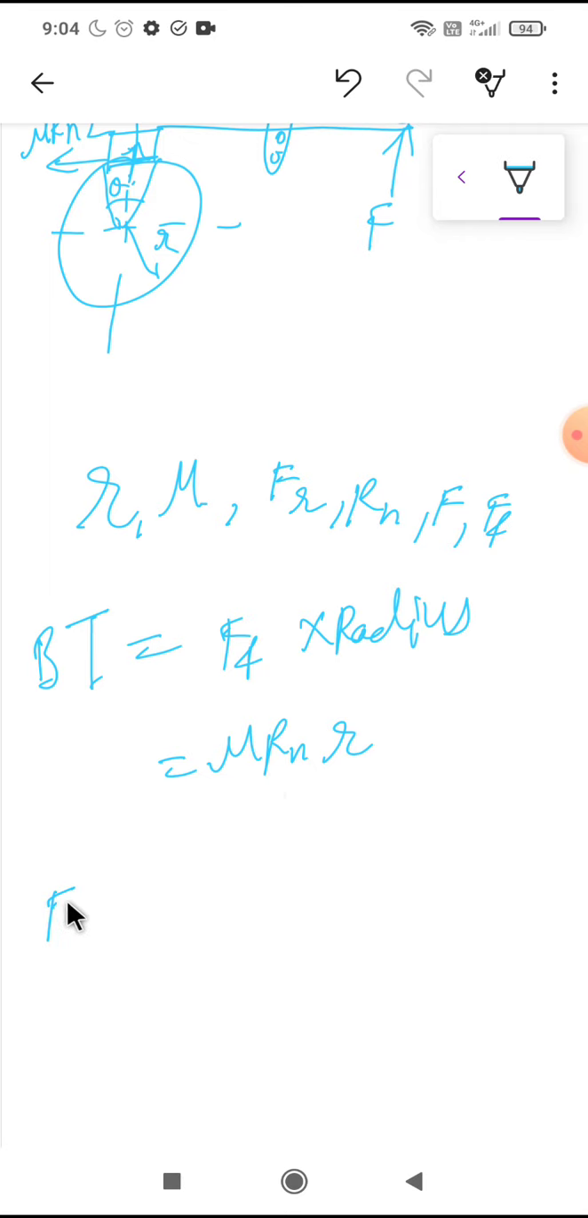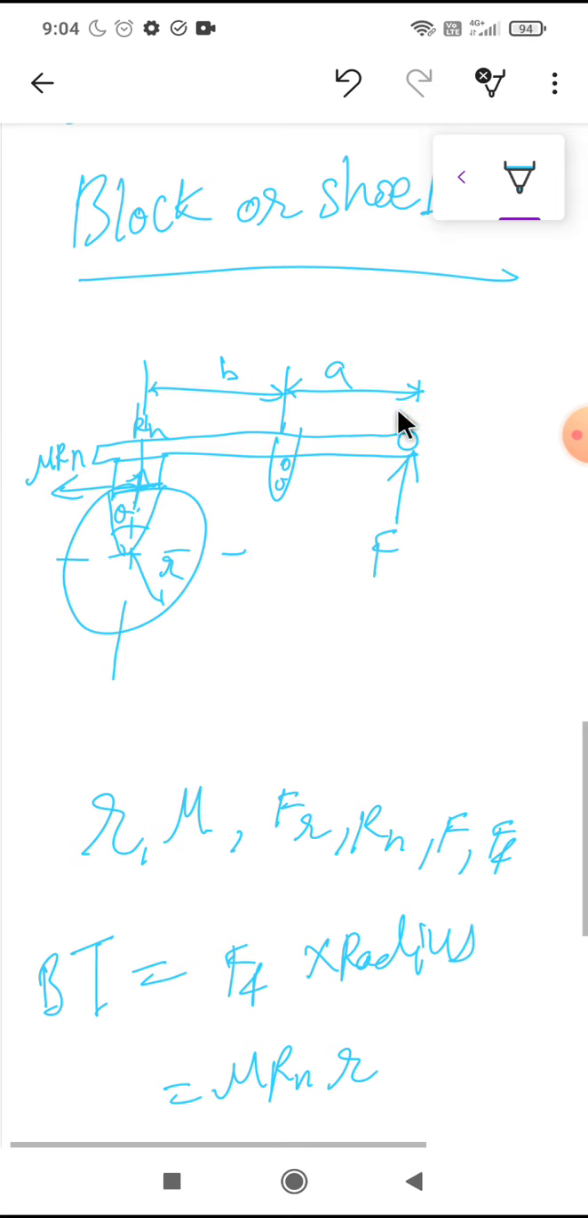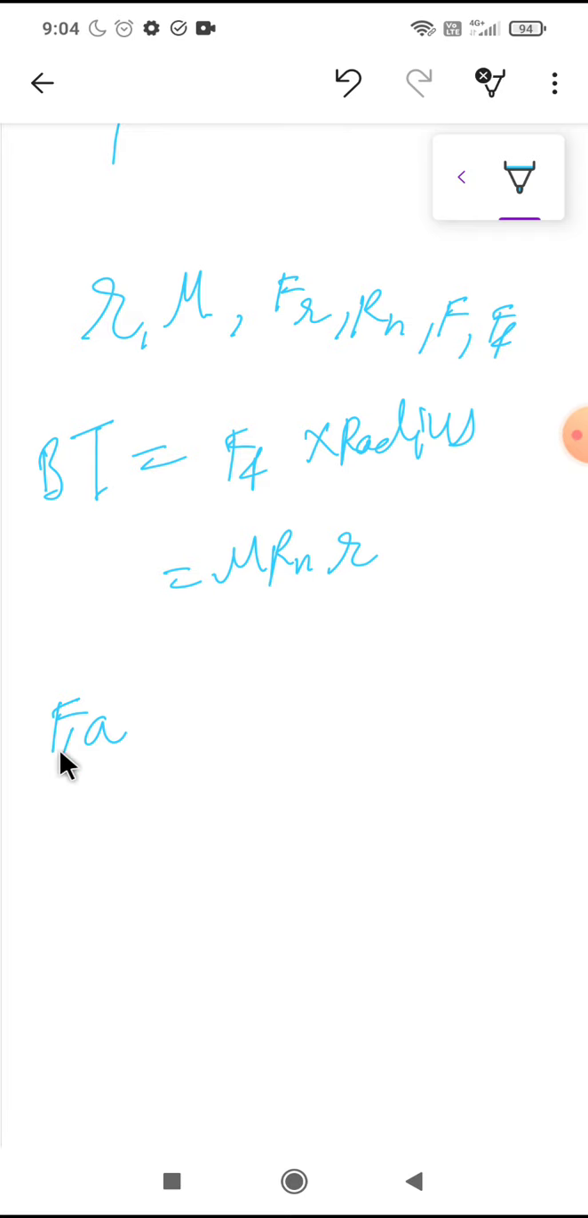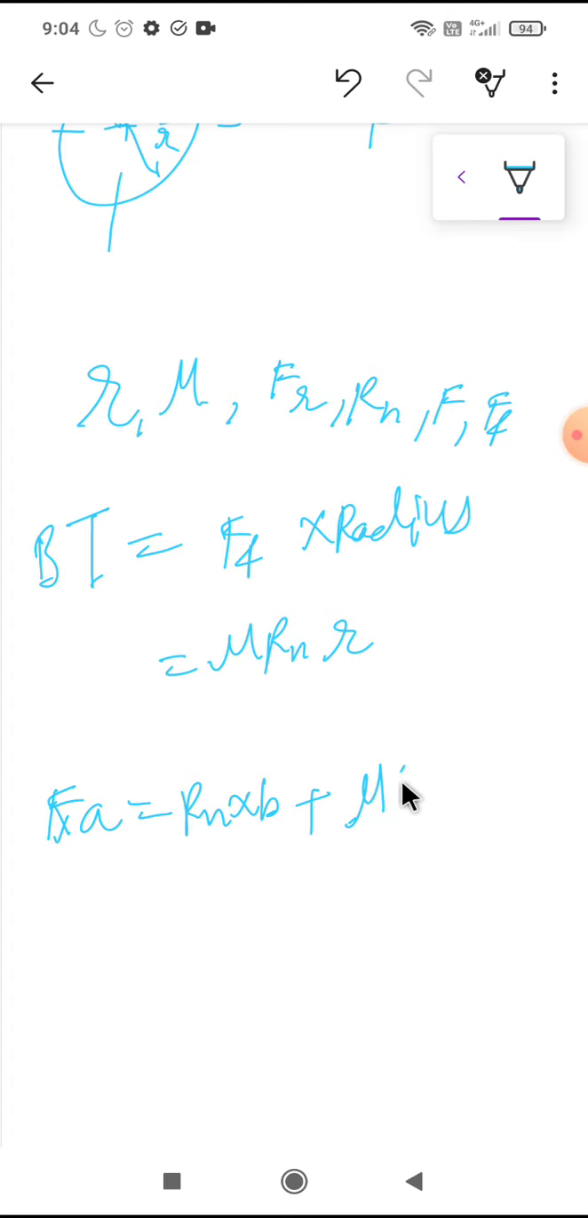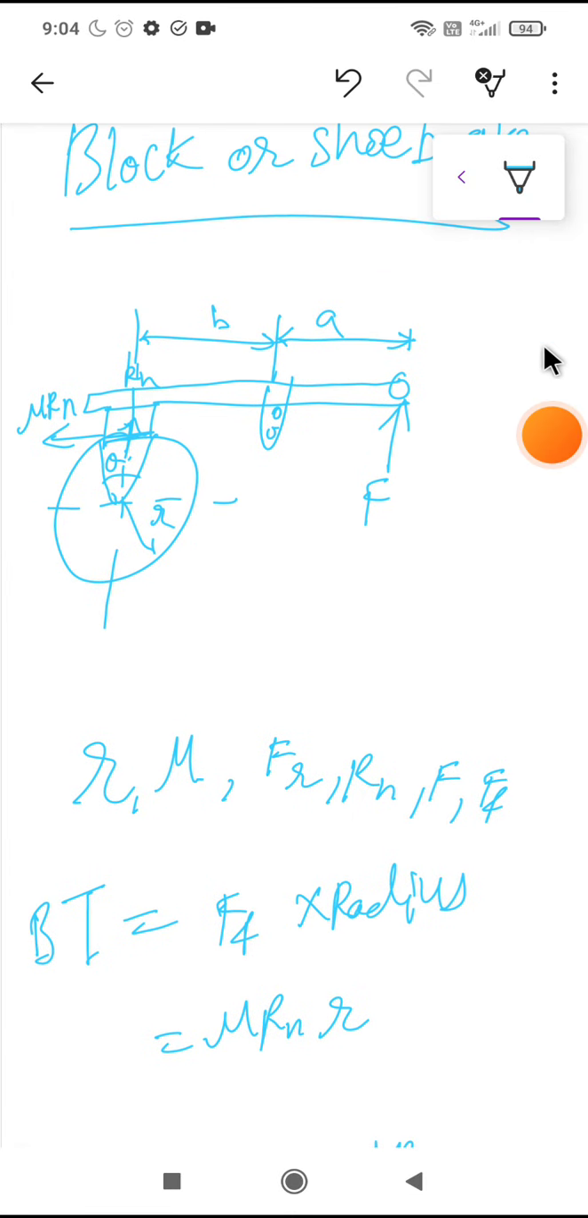So here this force F into A will be equal to the reaction force Rn into B plus the friction force, that is mu Rn into C. This is the distance, this is the C here.